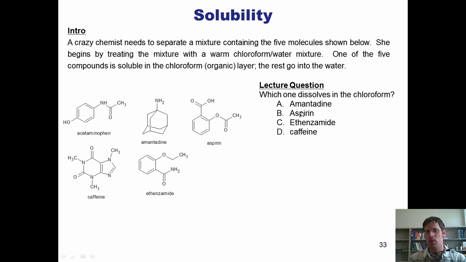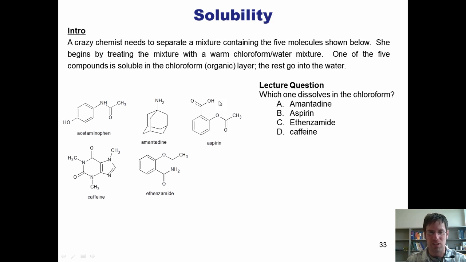Now remember, chloroform is an organic solvent, which is a non-polar solvent. So what you're really trying to figure out is which of these guys will go into water and which of them won't. Now if we look over here, we start looking at intermolecular forces. Water, of course, has hydrogen bonding. So molecules that have hydrogen bonding will be more likely to go into water. Acetaminophen has hydrogen bonding here and here. Amantadine has hydrogen bonding up here.